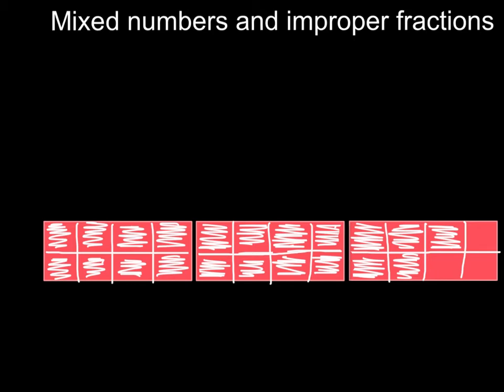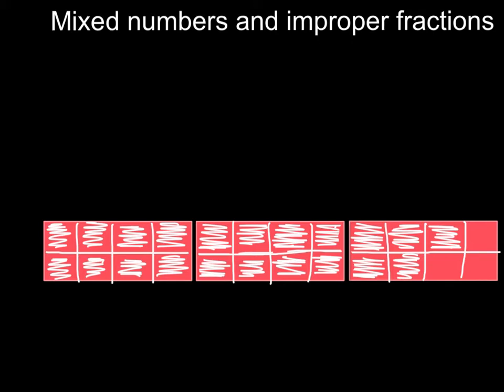This video is a review of mixed numbers and improper fractions. If you remember, mixed numbers and improper fractions are two different ways of representing the same amount. One talks about how many whole shapes and then how many pieces something has, whereas improper fractions simply talk about how many total pieces we have. So let's take a look at the example there on the screen.